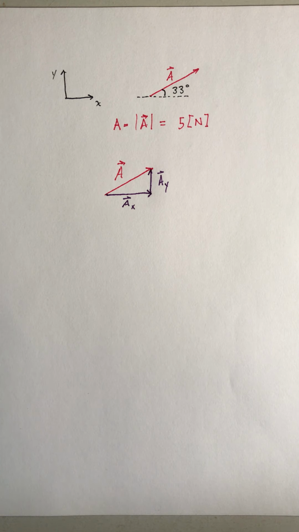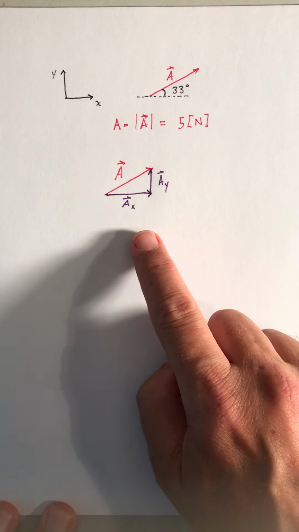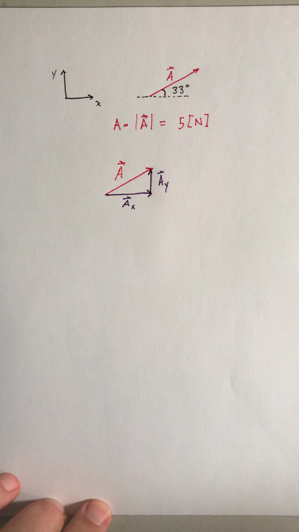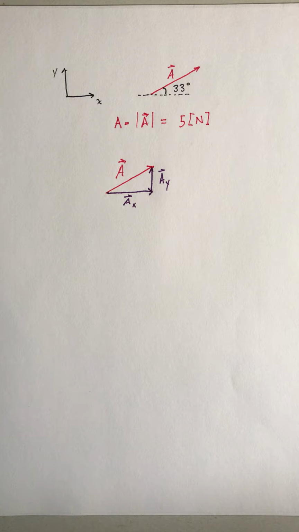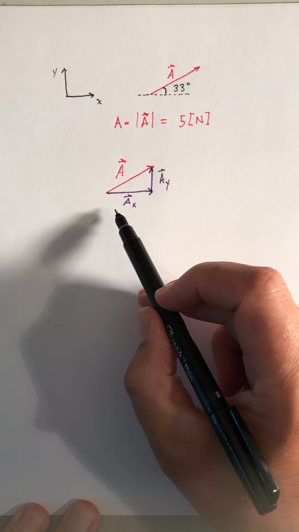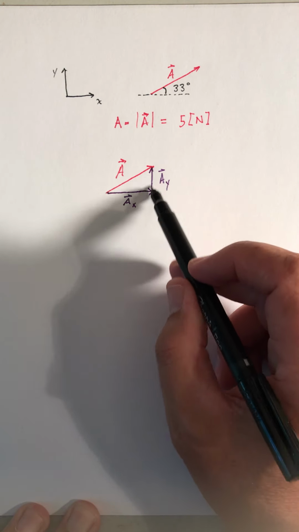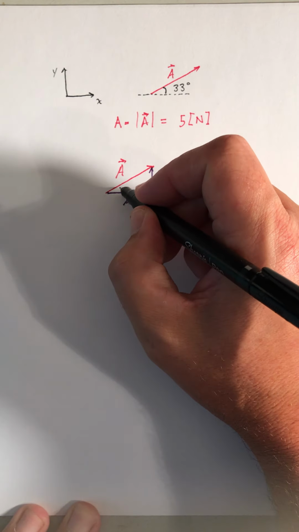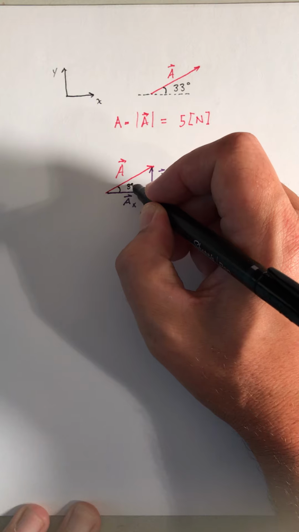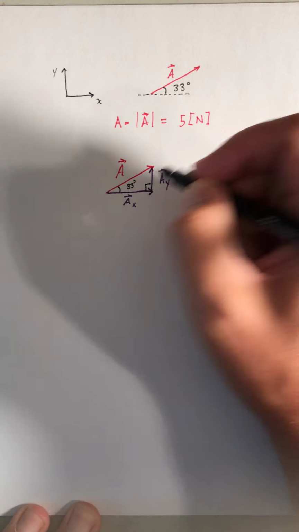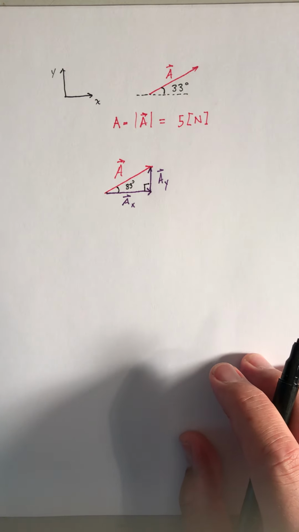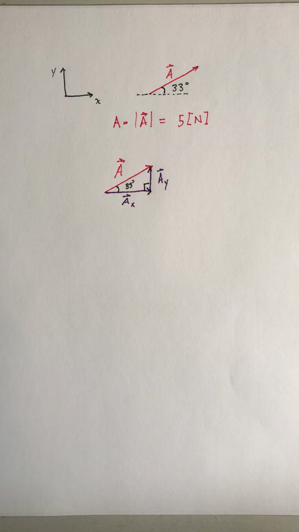So to write out the vector A in terms of its components means finding what these lengths are. How long is A sub x and how long is A sub y? And we know that this angle is 33 degrees and it is a right triangle. By construction, x is perpendicular to y.